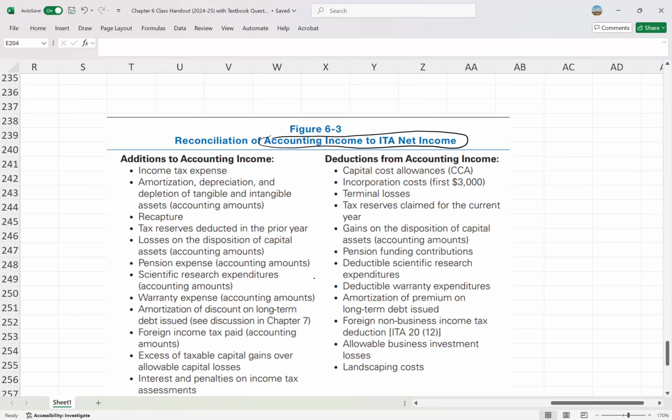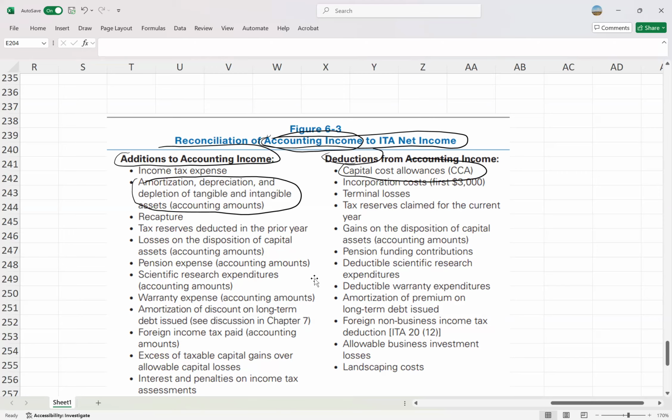Corporations prepare their financial statements. So when they go and file their tax return, they will already have their accounting income. They'll start with their accounting income and add back items in this column that are applicable. They're going to add back their accounting amortization because that's not deductible for tax purposes. But what they will deduct instead is CCA, capital cost allowance.